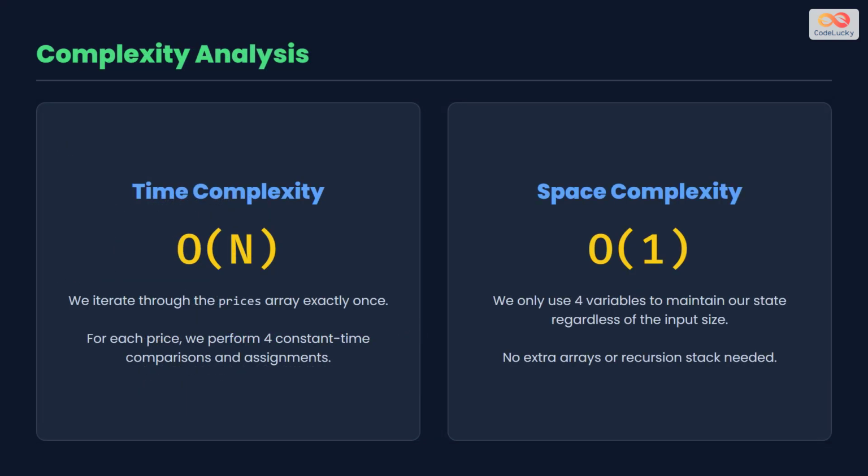The time complexity is big O of n because we only iterate through the prices array once. The space complexity is big O of 1, or constant space, because we only use 4 variables to store our state, regardless of how many days of data we have.